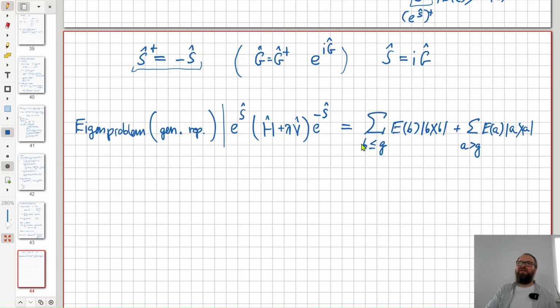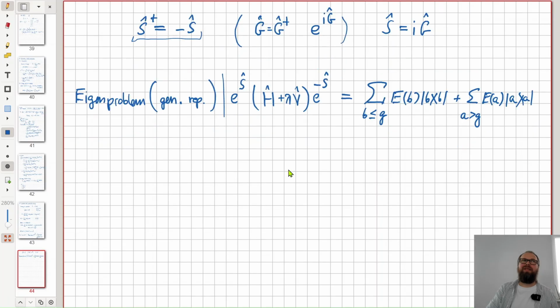Okay, so this is the eigenproblem, but in generator representation, because solving this eigenproblem amounts to finding S and the eigenvalues, basically. So solving this is the same as solving any other incarnation of the eigenproblem. It's the same level of difficulty. However, and this is not.